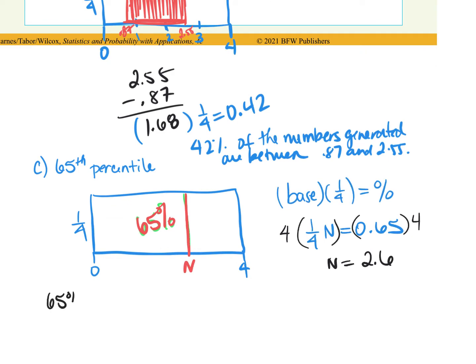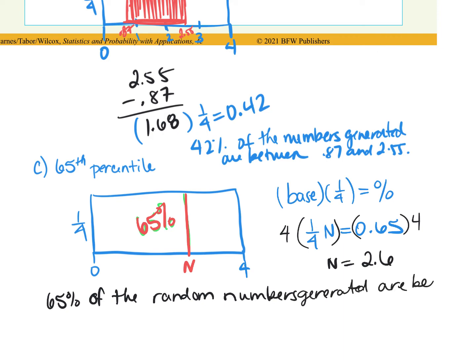So 65% of the random numbers generated are below 2.6.